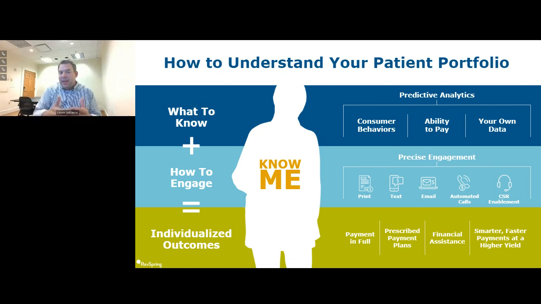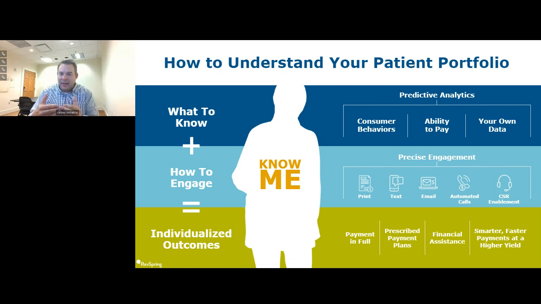So when we know that patient, what are the things that we want to know? We want to understand their consumer behaviors. We want to understand what is their ability to pay, meaning capacity. Can this individual patient afford the balance in total? Or do you need to actually offer them an individual payment plan that is more geared to their capacity? And using your own data in order to drive that predictive analytics in terms of both the demographic and the behavioral, these things are coming together to understand it from a predictive analytics perspective.